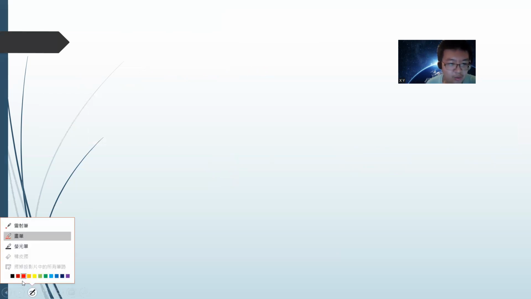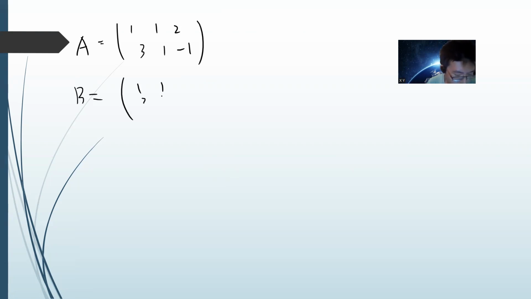Okay, maybe hard to explain, so let me just provide an example, so that you guys know what is going on. For example, I can take A to be 1, 1, 2, 3, 1, minus 1, and B to be 1, 1, 3, 1, 0, 2. So here m is 2, n is 3. First I calculate AB.